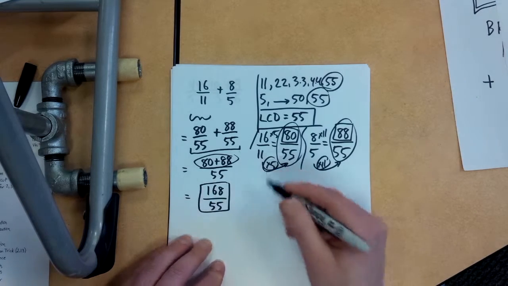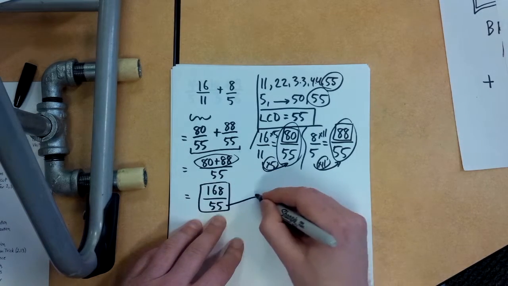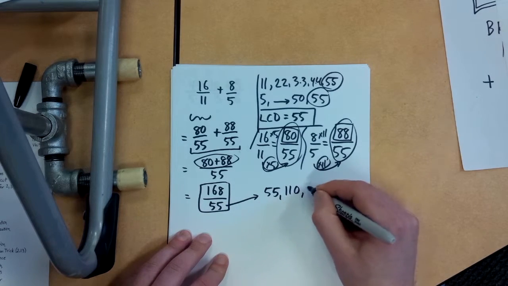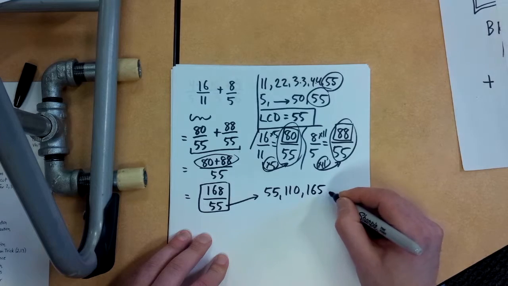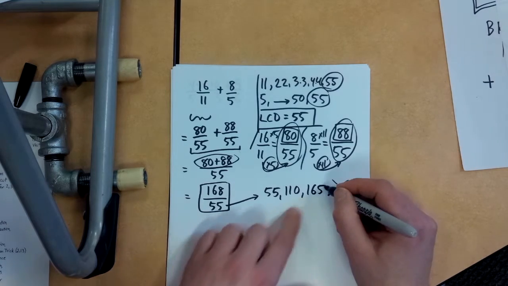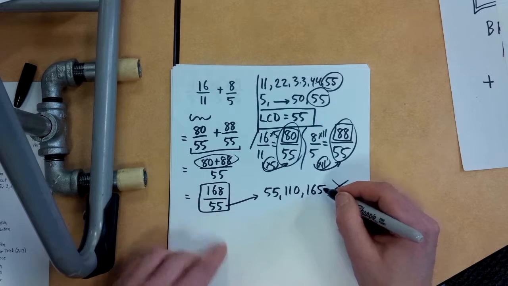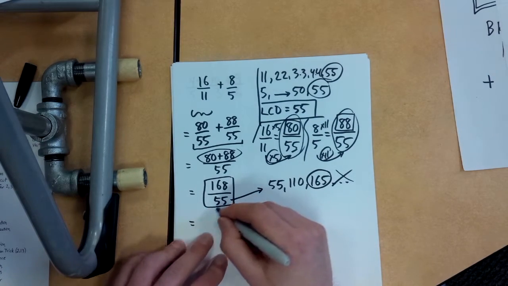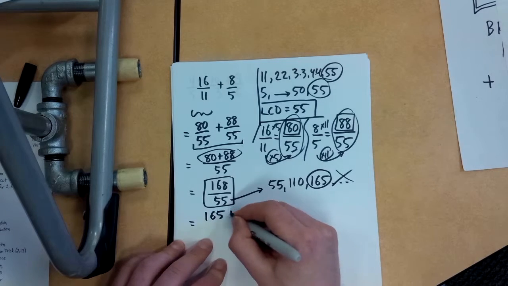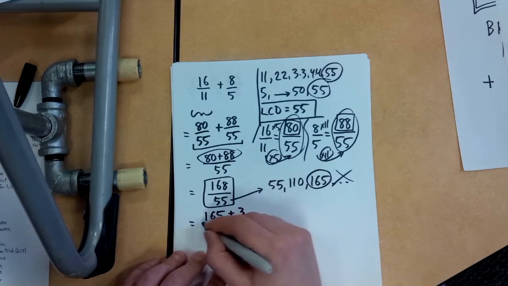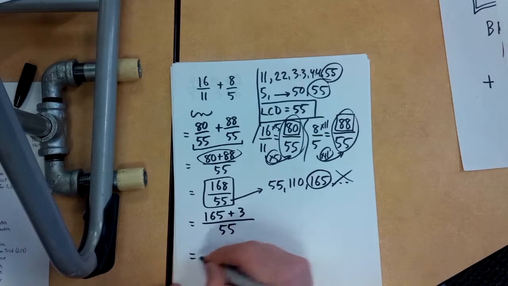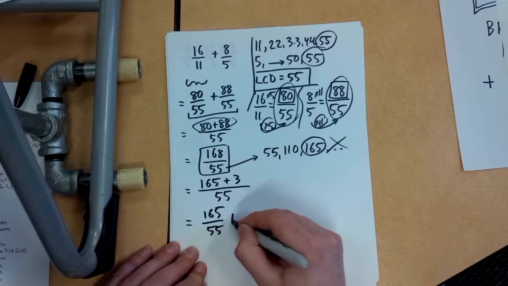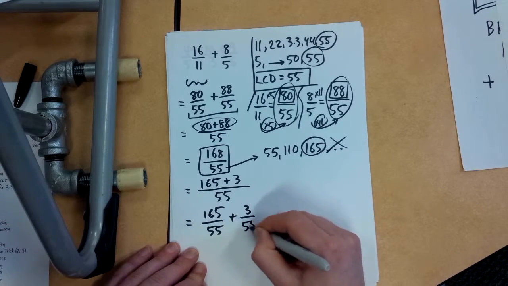Okay, so here I am. Now I'm going to skip count by 55 to see how much I can pull out of this thing. 55, 110, 165. Okay, clearly the next number is way too big because this is just underneath this one. So I know that the third one is 165. Okay, so I'm going to split this thing up then. I'm going to say 165 plus 3 all over 55. And I'm going to keep splitting that up. I'll say 165 over 55 plus 3 divided by 55.